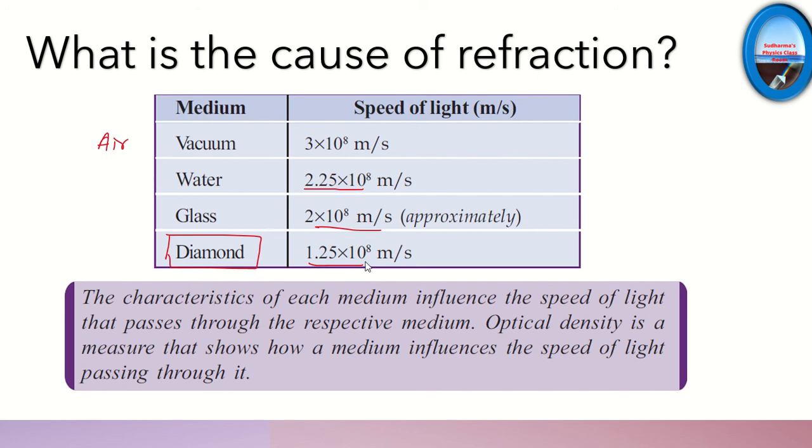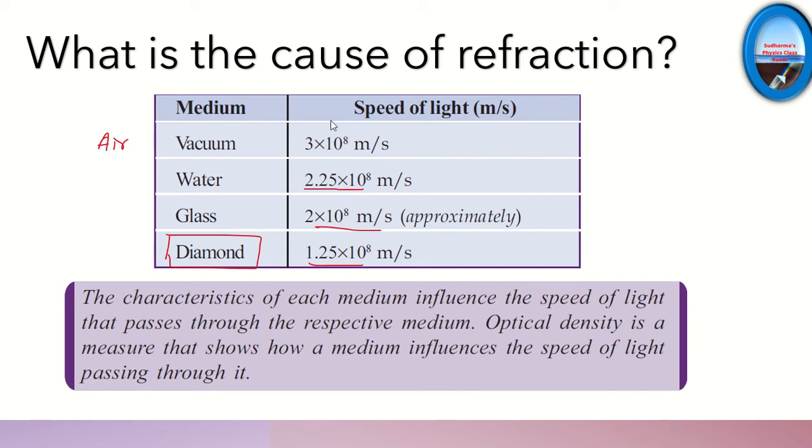So we can say that the characteristic of each medium influences the speed of light that passes through the respective medium. So optical density is a measure that shows how a medium influences the speed of light passing through it. So when we say optical density, what term can we use, right? There is a surprise coming in the next chapter. I will reveal the real name of that term in the next video. Today I'm covering the basic concepts of refraction. So keep waiting for the next video, to understand what is that special name for optical density.